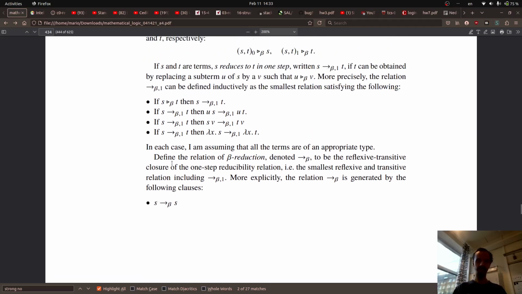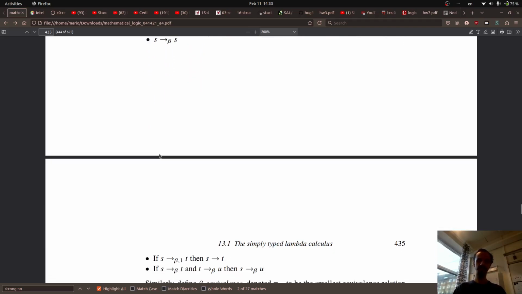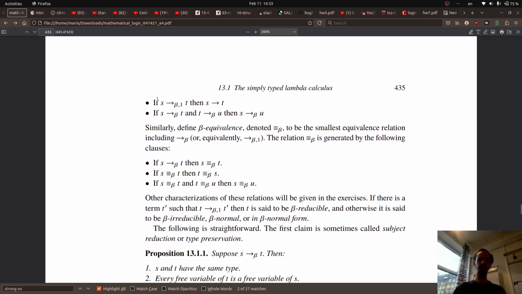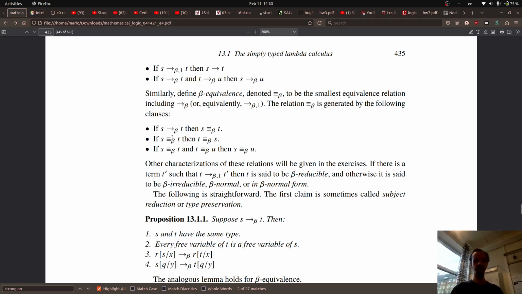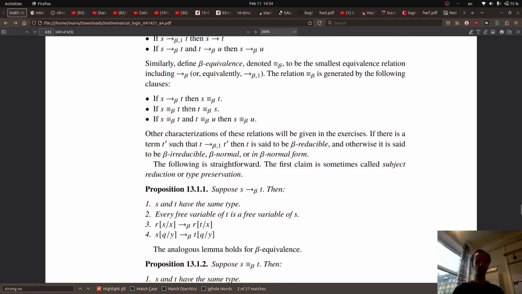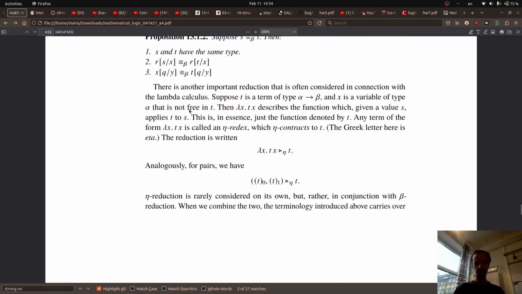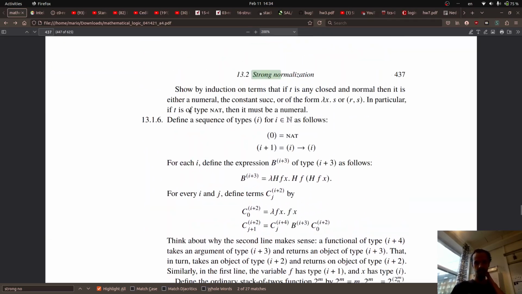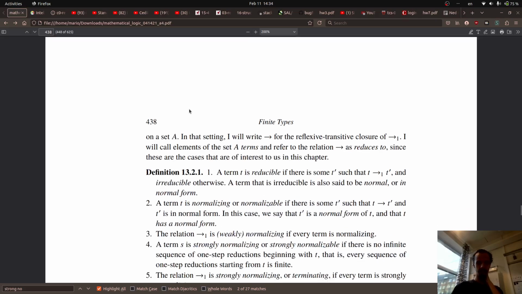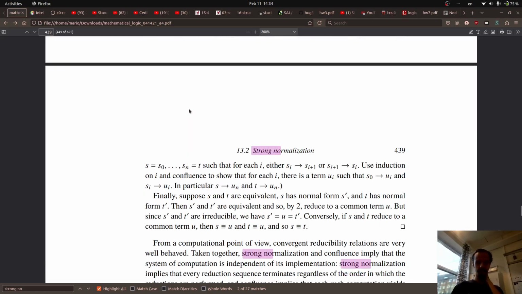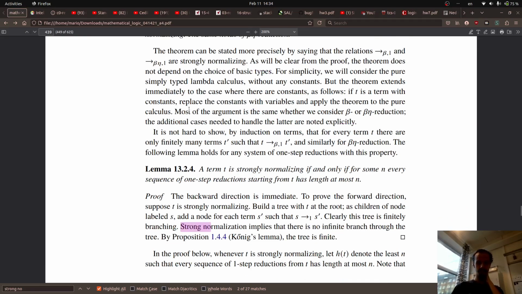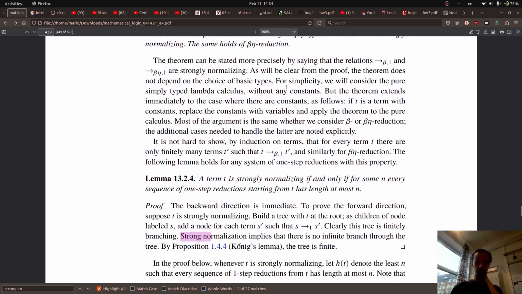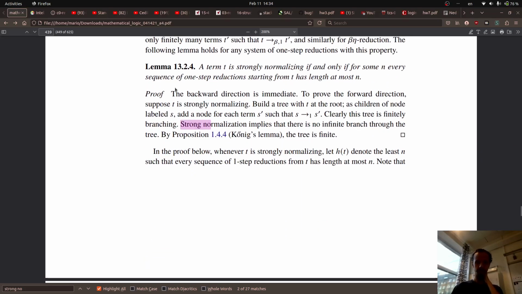All right, so it says beta reduction. Okay, it's actually going to define beta reduction as a transitive closure of one-step beta reduction, which is what we actually defined, and then beta equivalence. Here are some theorems, which we'll skip unless we need them. But I believe this has... yes. Strongly normalizing.